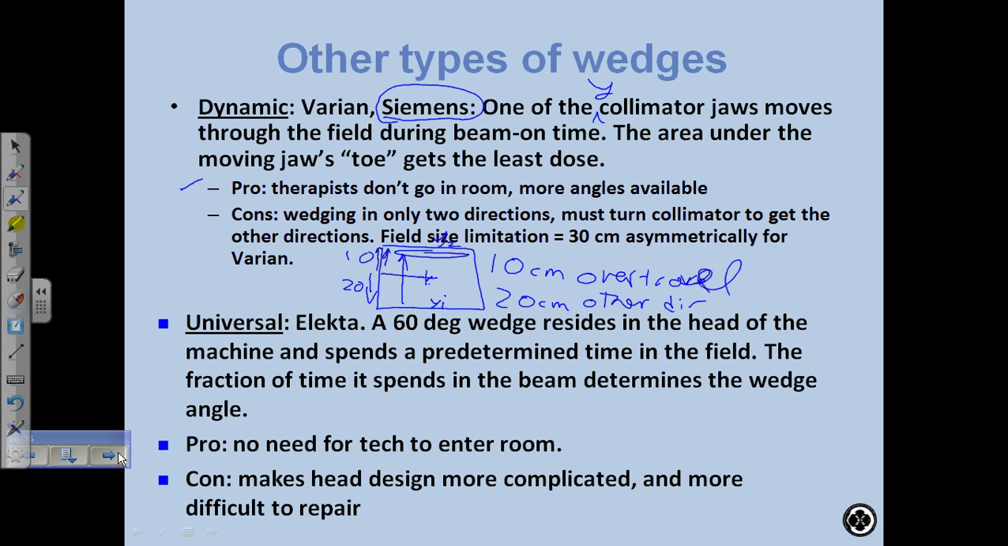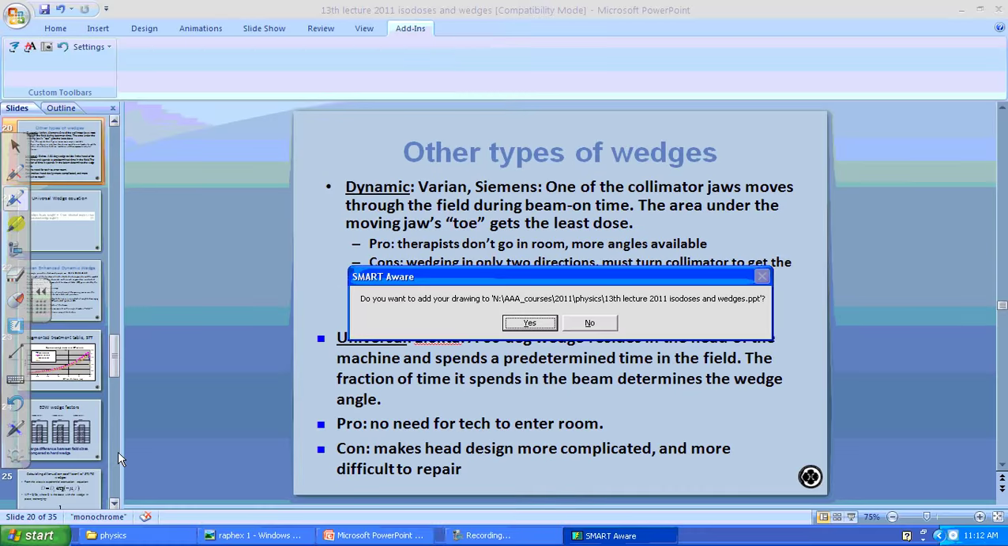I'm hung up on this. Why would the area under the toe get the least dose? Wouldn't that be the highest dose? Yeah. Did I say least? Yeah, it says least. The area under the moving jaw's toe gets the least dose. Right above. Oh, that's wrong. Sorry. The field would be least dose. Yeah, that's right. Okay, I'll fix it.